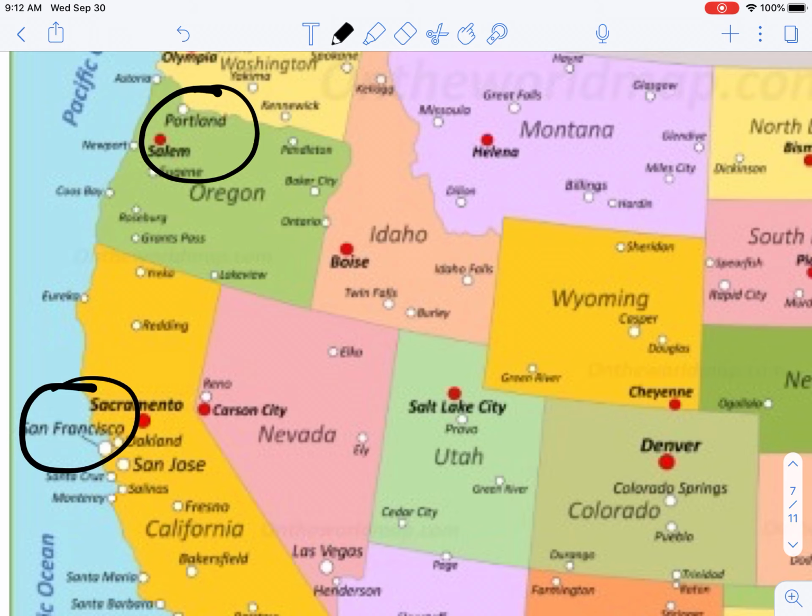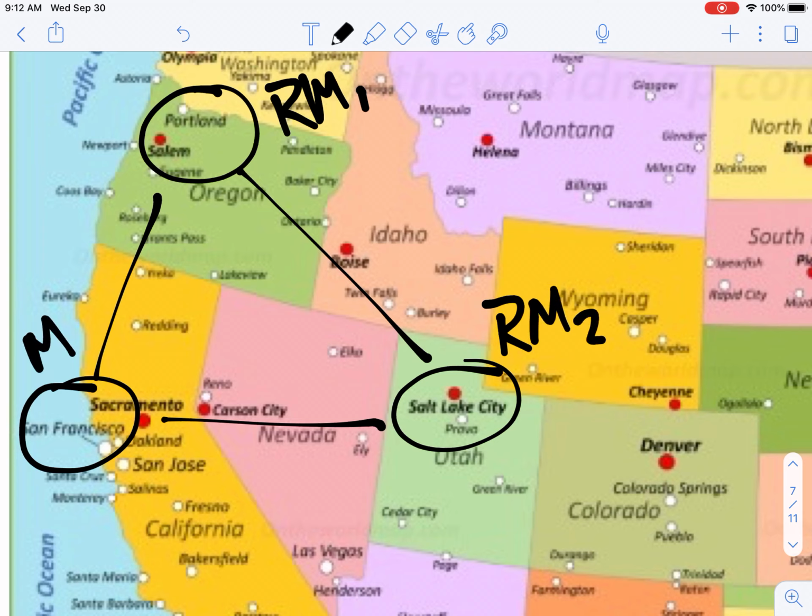Portland's here, San Francisco's here, Salt Lake City's here. Draw a triangle. This is raw material, according to that diagram, raw material 1. This is raw material number 2, the paint. This is the market. It said that we should probably put the point somewhere over in this region. So find a city that's somewhere over there. And that's your answer.